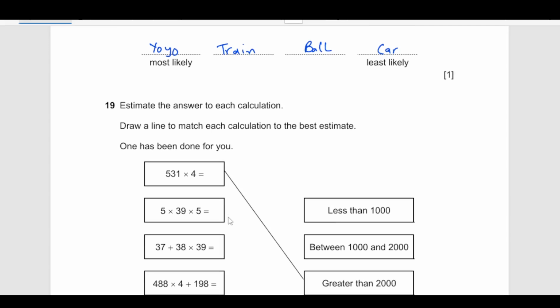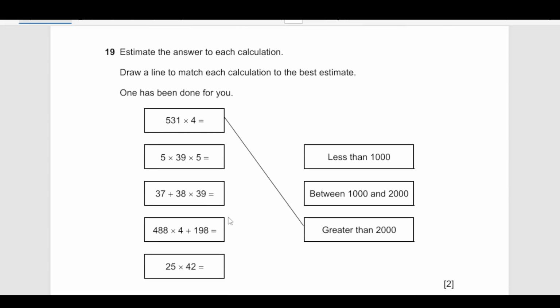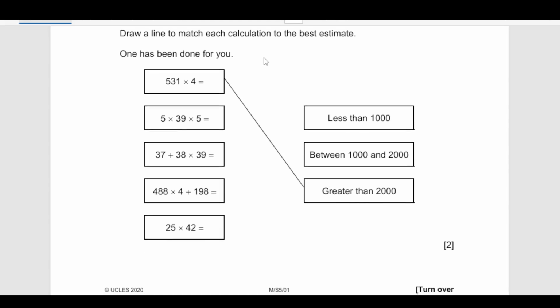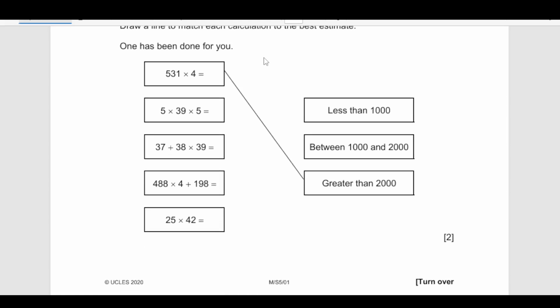Number 19, estimate the answer to each calculation, draw a line to match each calculation to the best estimate. Now, we are estimating this, there is no need to do the actual calculation. If you see, less than 1000, between 1000 and 2000, this is greater than 2000. So, this is actually the estimation. Now, this is 531. If I make it approximately 500, then times 4, 5 times 4 is 2000. So, we have 31, so that is going to be greater than, that is how it is done.